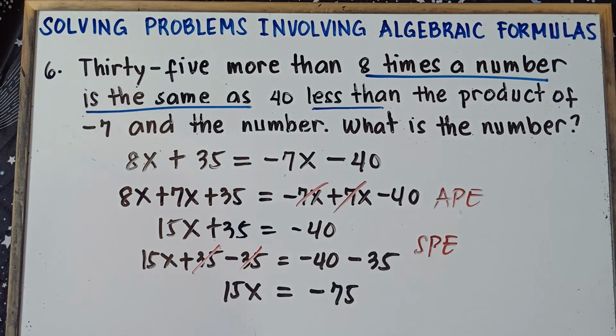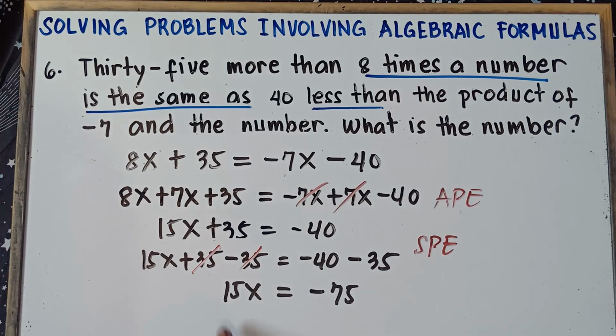Do not be confused, class. You think of this one as negative 40. You think of this one as negative 35. Both are negative, so simply copy the negative sign. Then you add the numbers. 40 plus 35 would be 75.